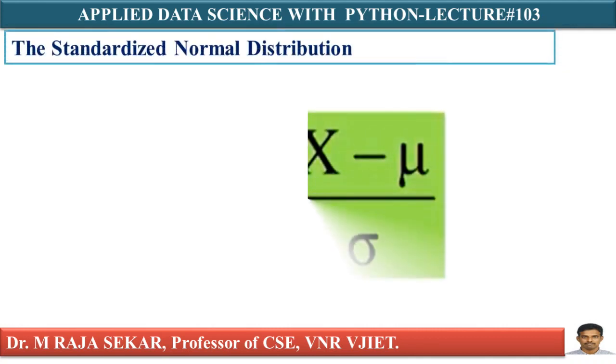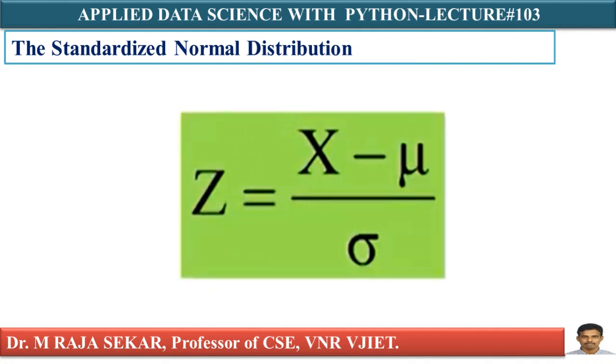Transform capital X to the standardized normal variable Z. How can I transform? How can I translate? This is the formula Z equal to X minus mu by sigma. Isn't it? Let me say like this. Translate from capital X to the standardized normal, that is Z distribution, by subtracting the mean from X. I am subtracting mean from the X.